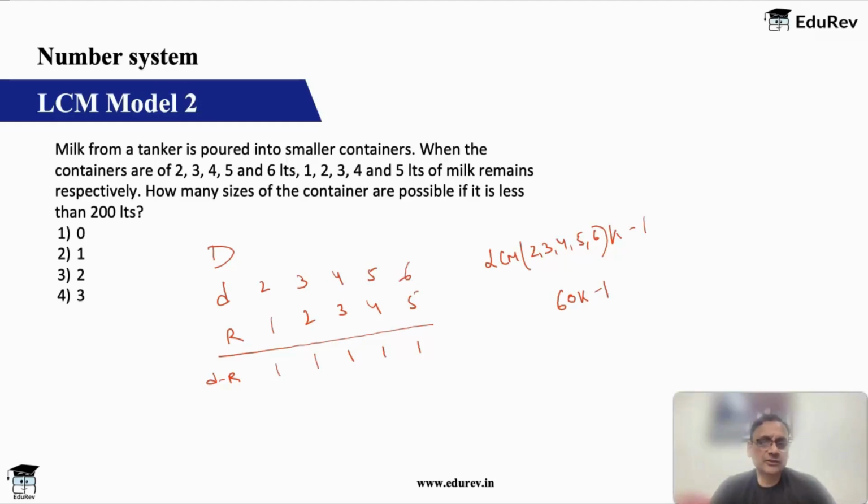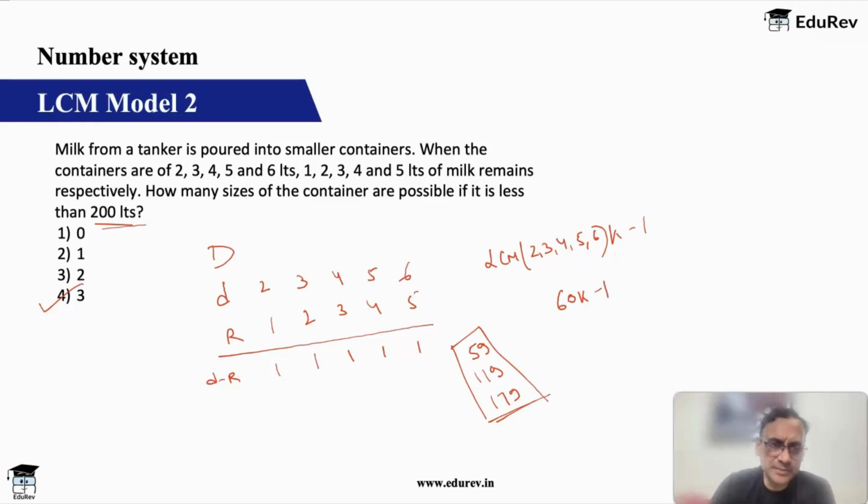How many sizes of container are possible if it is less than 200? So if I put k is equal to 1, remember you can't put k is equal to 0, you will get 59. If you put k as 2, you will get 119. If you put k as 3, you will get 179. If you put k as 4, you will get 239, which is not possible. So the container could have been of any of these three sizes. Hence the answer is fourth choice.